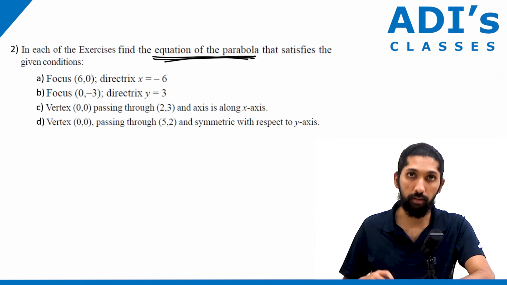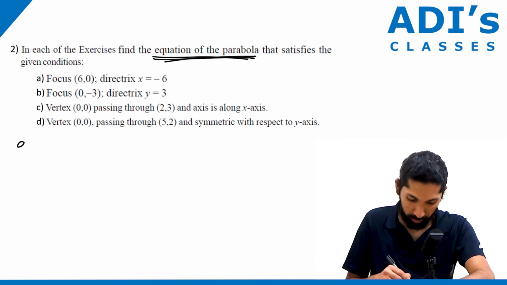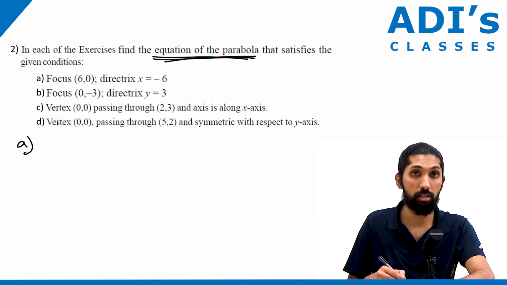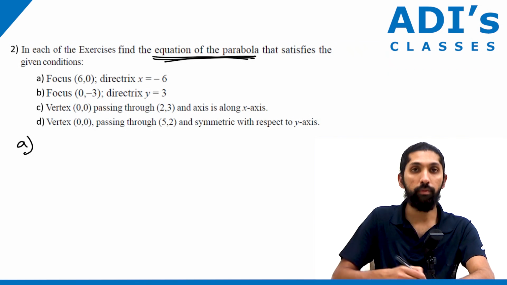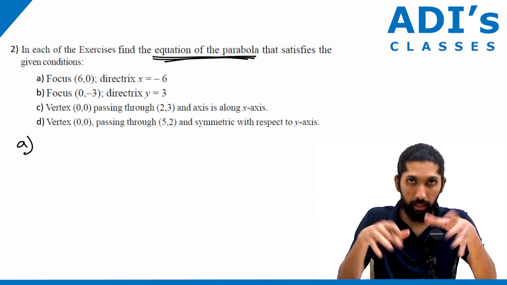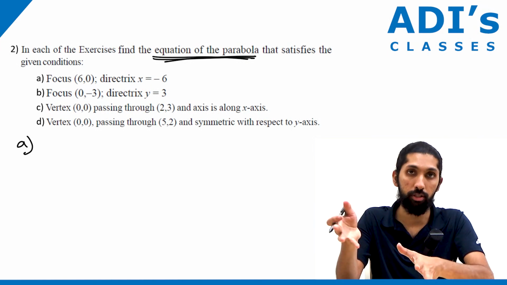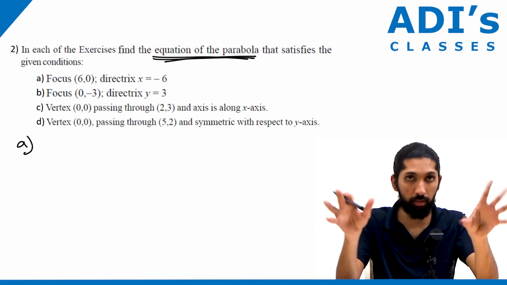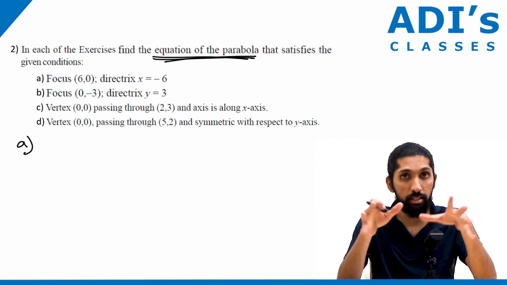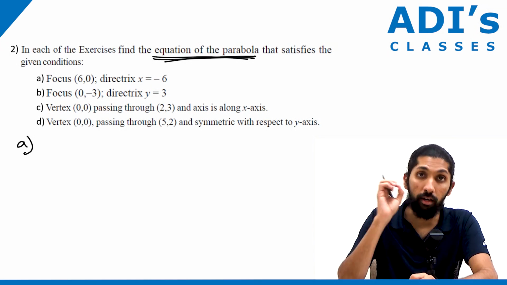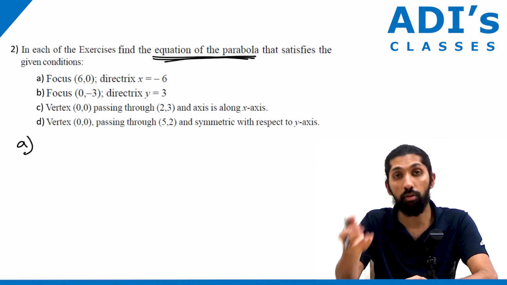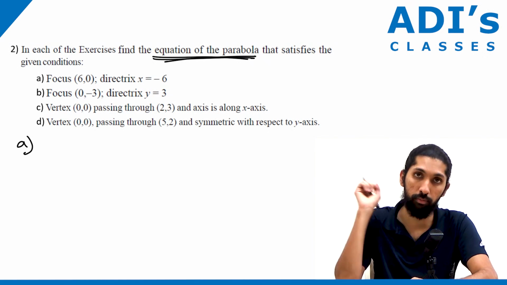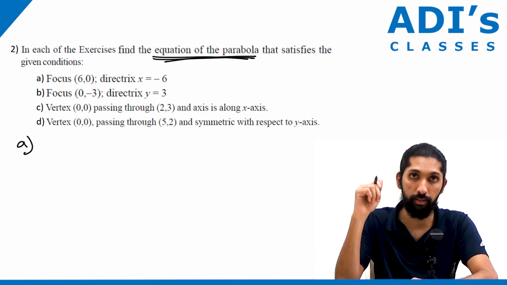We'll start from the first one. See the first one, focus is 6, 0. Always try to write the figure of any conic section. It could be circle, parabola, ellipse, hyperbola, straight line, whatever it might be. For each of these type of questions, draw a rough figure as to how the graph will look like. It's going to help you a lot in solving problems. It's more of visual, that's why.